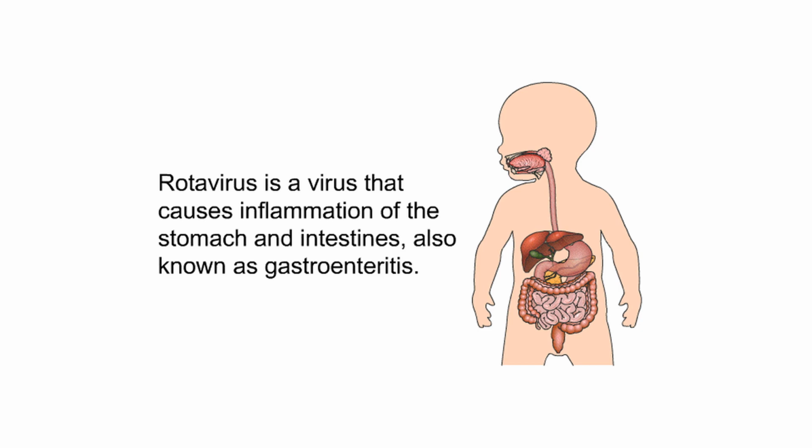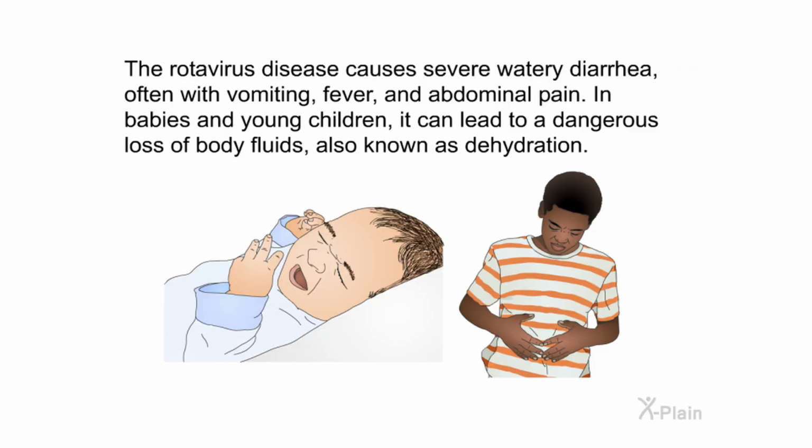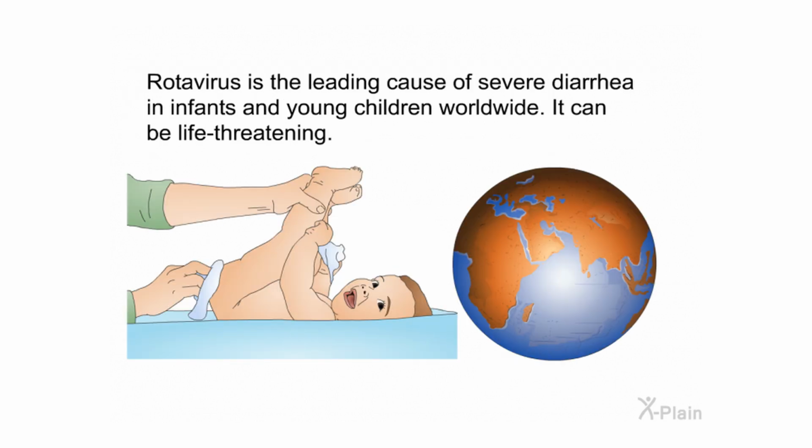Rotavirus. Rotavirus is a virus that causes inflammation of the stomach and intestines, also known as gastroenteritis. The rotavirus disease causes severe watery diarrhea, often with vomiting, fever, and abdominal pain. In babies and young children, it can lead to a dangerous loss of body fluids, also known as dehydration. Rotavirus is the leading cause of severe diarrhea in infants and young children worldwide. It can be life-threatening.